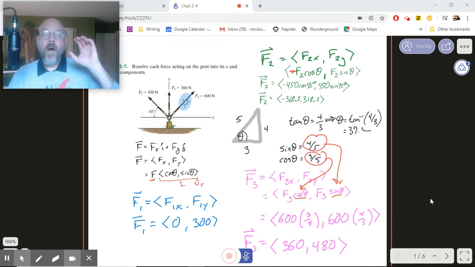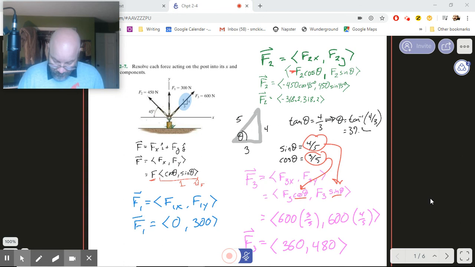Always at this point, pause. Say, is this up and down, left and right? Check it out. So it's to the right, so I've got a positive in here, and it is vertical, so my other number is also positive. And so I'm golden. I got it there.